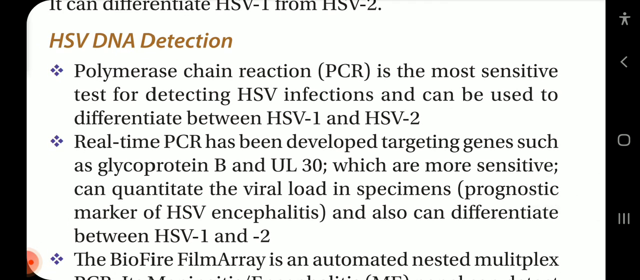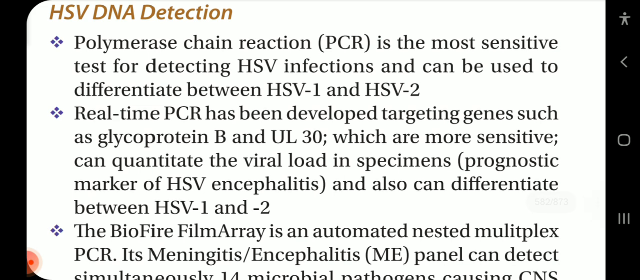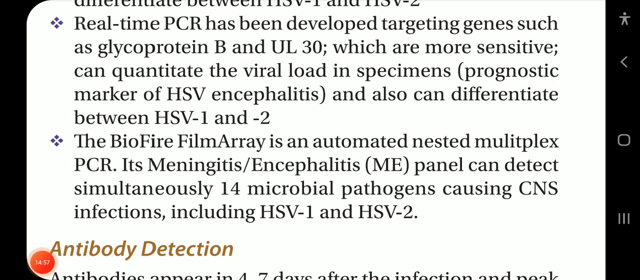HSV DNA detection. Polymerase chain reaction, PCR, is the most sensitive test for detecting HSV infections and can be used to differentiate between HSV-1 and HSV-2. Real-time PCR has been developed targeting genes such as glycoprotein B and UL30, which are more sensitive, can quantitate the viral load in specimens, serve as a prognostic marker of HSV encephalitis, and also can differentiate between HSV-1 and 2.